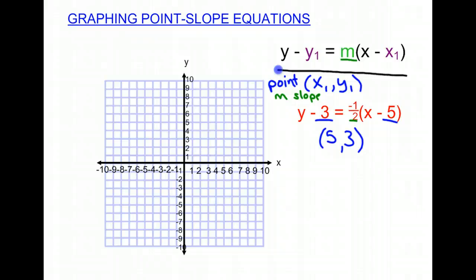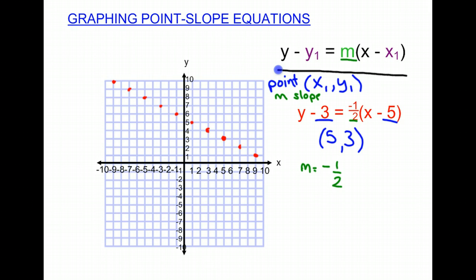Now our slope is going to be negative 1/2. So that means that we're either going down 1 to the right 2 or going up 1 to the left 2. So we will start at our point 5, 3, and then we'll move according to the slope. So we'll start going down 1 to the right 2, down 1 to the right 2. Now we could also, starting at our point, go up 1 to the left 2, up 1 to the left 2, and so on and so forth all the way across the graph that we have here.